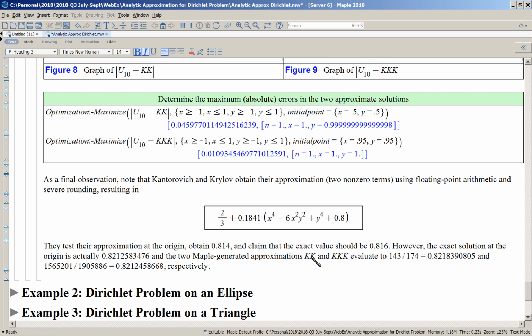Now let's look at these two approximations that we have computed according to the recipe that Kantorovich and Krylov wished they could have followed if they had the right set of tools. They turn out to be exactly 0.821 and exactly 0.821. So the evidence using Maple is even better than the evidence that Kantorovich and Krylov were able to generate using the suite of tools that were available to them at the time.